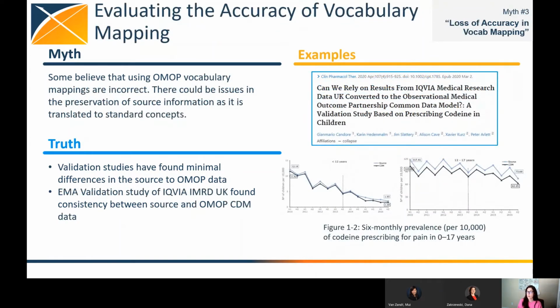There's also some concern about the vocabulary mappings being incorrect. But again, studies have found minimal difference in the source to OMOP data, and an EMA validation study of the IQVIA IMRD UK database found consistency between source and the OMOP CDM data. So the concern, there's really not much there. If you have some concerns about the vocabulary, there are lots of different ways to get information, from the forums to the GitHub to contacting any OHDSI collaborator, and they'll be happy to help you with any questions or concerns you might have.